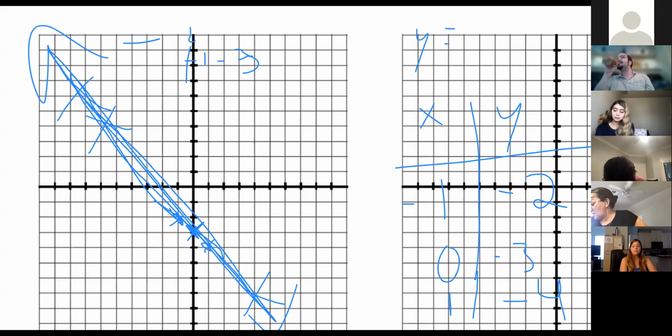Excuse me, teacher. In this case, it's going down, right? Uh-huh. Down in the fourth quadrant. We just draw arrows on the end. Yep.